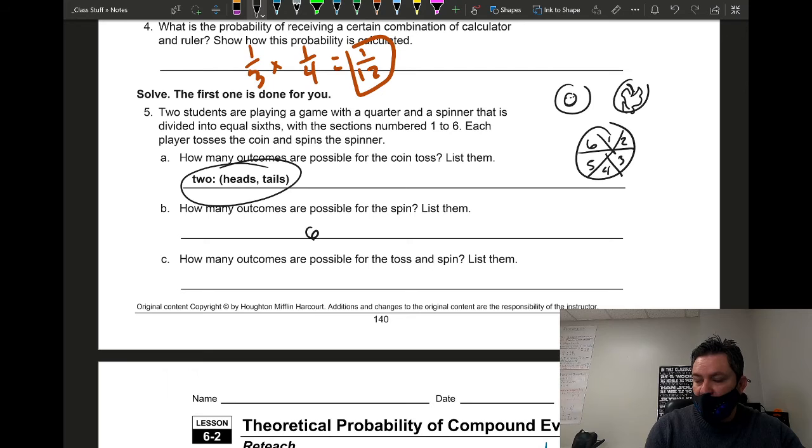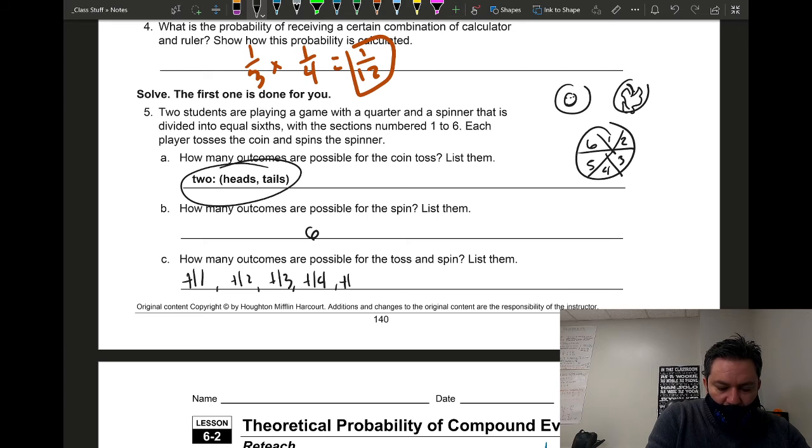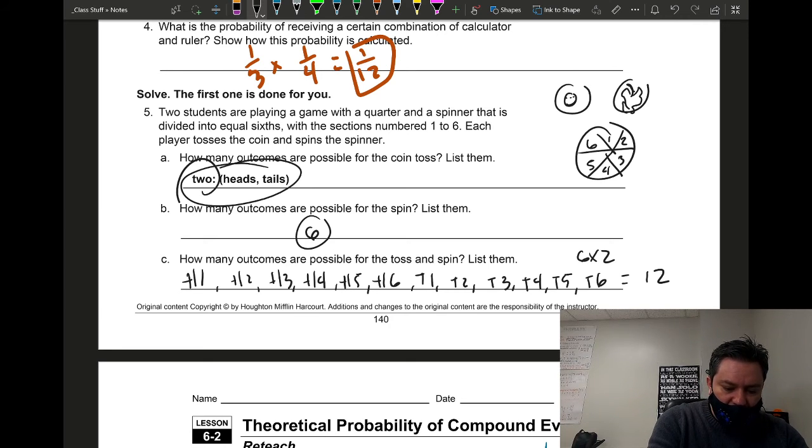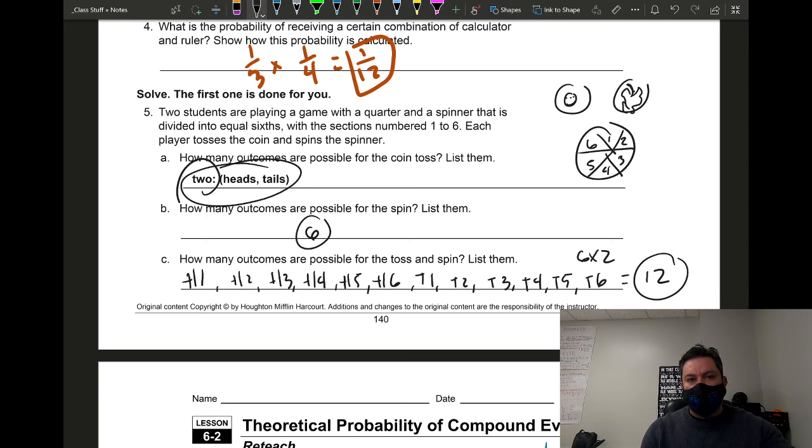How many outcomes are possible for the toss and the spin? They want us to list them with a table or something like that. So you can get heads and 1, heads 2, heads 3, heads 4, heads 5, heads 6. Or you can get tails 1, tails 2, tails 3, tails 4, tails 5, or tails 6. How many total outcomes are those? That's 12. How can you find them easier without even labeling them? You do 6 times 2. You have 6 right here, you have 2 right there, multiply them, and you get the total possible outcomes.